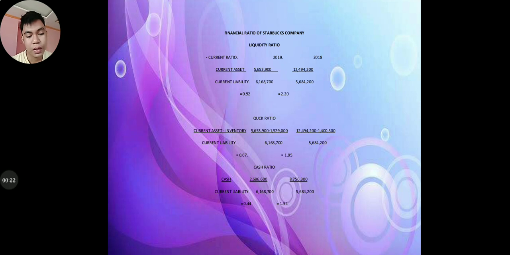Liquidity ratio is a type of financial ratio used to determine the company's ability to pay its short-term debt obligation. First is current ratio. To get the current ratio is equals to current asset over current liability. In 2019, we have the current asset of 5,653,900 over 6,168,700, and the result is 0.92.